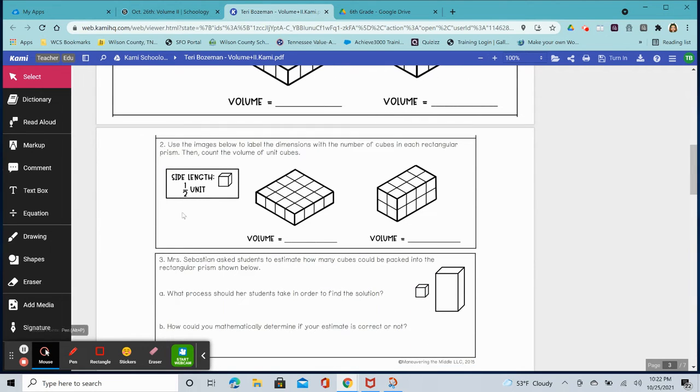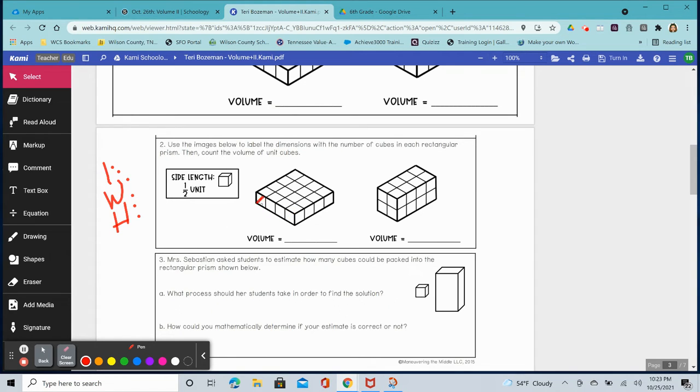All right, number 2. Use the image below to label the dimensions with the number of cubes in each rectangular prism, then count the volume of unit cubes. So we have a unit cube here. However, this time the side length is 1/2. So every side, our length, width, height, all of it is 1/2. So we have a half, a half, a half, and a half.